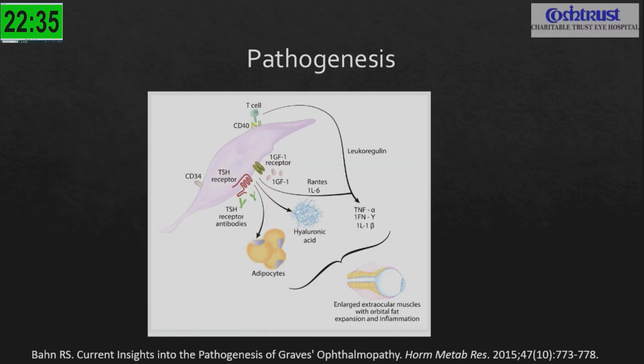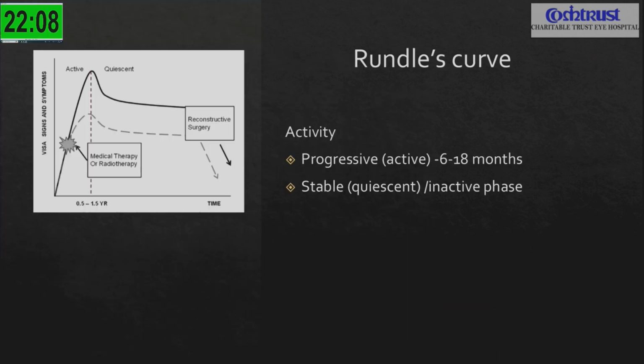In brief about the pathogenesis, so that it will help us understand the management better. So antibodies are directed against the thyrotropin receptors on the thyroid gland. Similarly, receptors are present on the orbital fat cells as well. And antibodies stimulate an inflammatory cascade leading to an increase of adipogenesis, leading to enlarged extraocular muscles and fat expansion and inflammation.